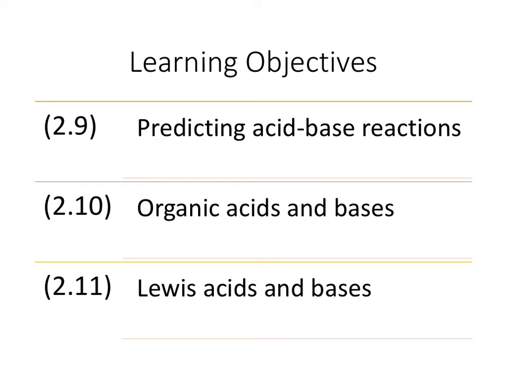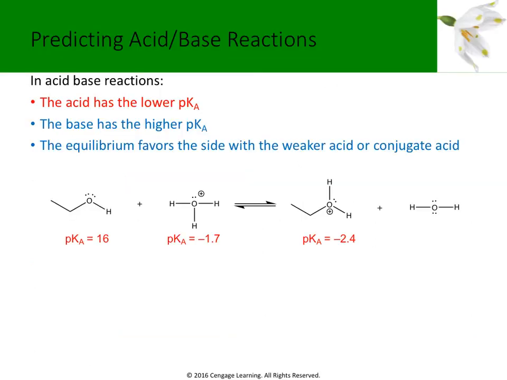Learn how to predict acid-base reactions, learn about organic acids and bases, and Lewis acids and bases. In acid-base reactions, you have two reactants coming together, and the one that's going to act as the acid will have the lower pKa, whereas the one that will act as the base will have a higher pKa. And the equilibrium will favor the side of the weaker acid or conjugate acid.